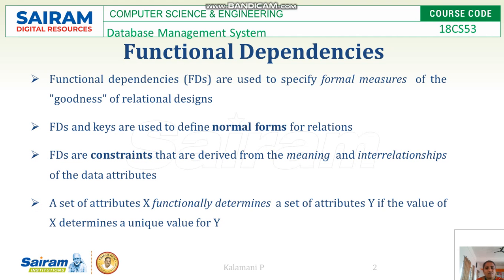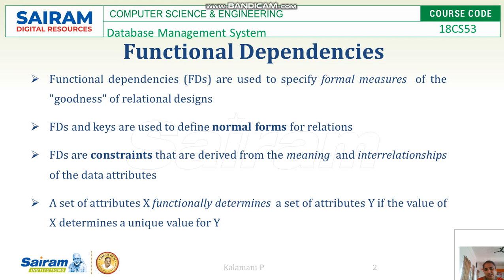Functional dependencies are used to specify formal measures of the goodness of relation designs. So functional dependencies and keys are used to define normal forms for relations. For that purpose only we are defining these functional dependencies. Functional dependencies are constraints that are derived from the meaning and interrelationships of the data attributes. Suppose a set of attributes X functionally determines a set of attributes Y if the value of X determines a unique value for Y.